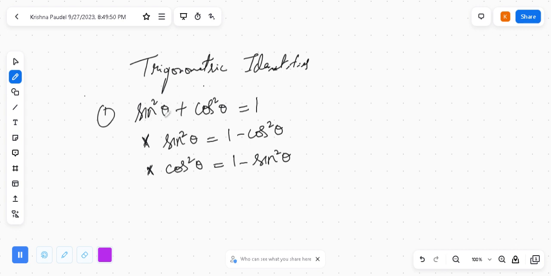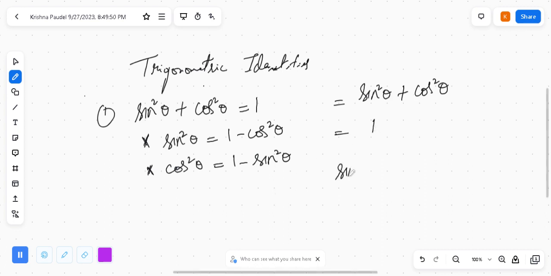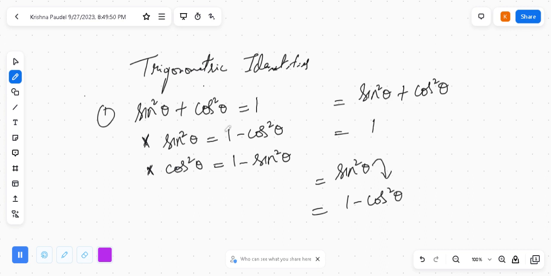Whenever we have square, we'll think about the identities. Like let's say we were solving a sum and we got stuck here. Then in the next step, we can say it is 1 because sine square theta plus cos square theta is 1. Similarly, while solving the sum, let's say we got stuck here, and in the next step we can write sine square theta as 1 minus cos square theta, because whenever square is there, then only we can think about the identities.